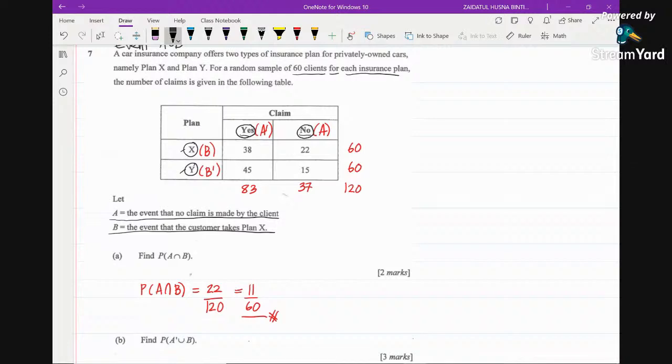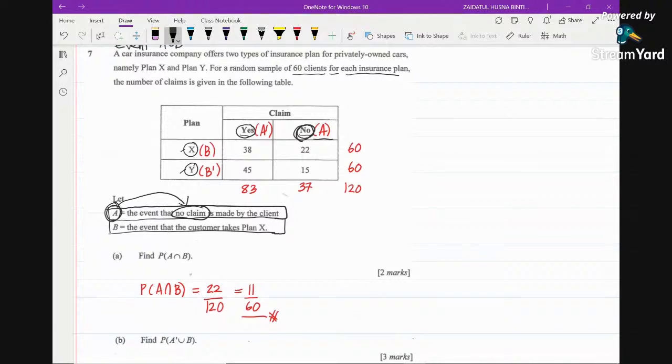Why? Because again, it has been provided in the question. So we don't have any option. We have to use the letters that are declared in the question. Now we are given letter A to represent the event that no claim is made. So again, A represents the event of no claim. If we refer to the table, no claim made is represented by letter A here. You can see that I put letter A there.